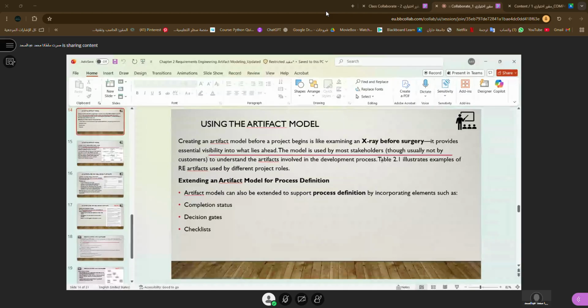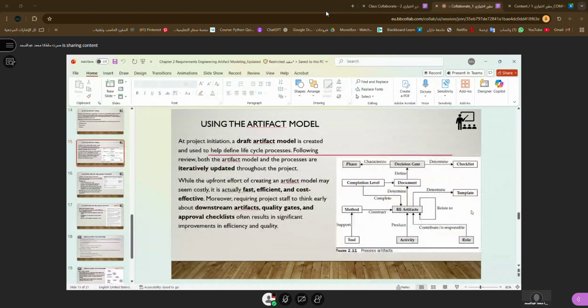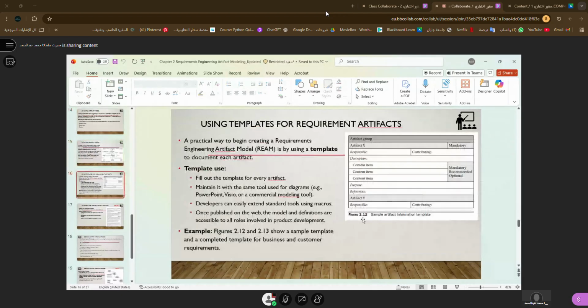This, you can see here, table number 2.1. This is the question. Okay, where is this table number 1? This. Likewise, this is table 2.12. Here, these are all what here? These are the samples, sample templates and completed templates for business and customer requirements. This is also the use of template for requirements engineering artifact.